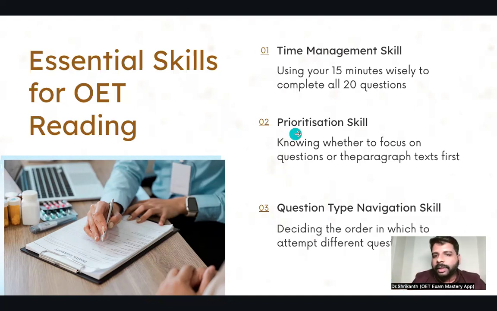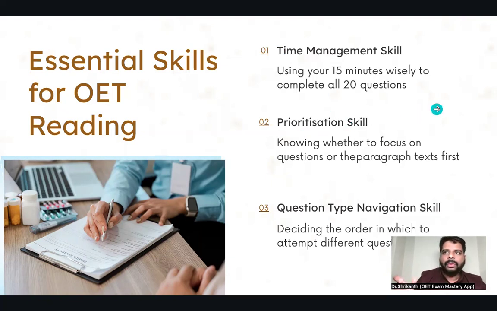The second one over here is prioritizing skills. You must know what to prioritize. Should you prioritize the paragraphs? We have text A, text B, text C, and text D, and then we have 20 questions. And that too, we have match the following questions, fill in the blank questions, and short answer type questions. So here, the student must have the right skills to prioritize.